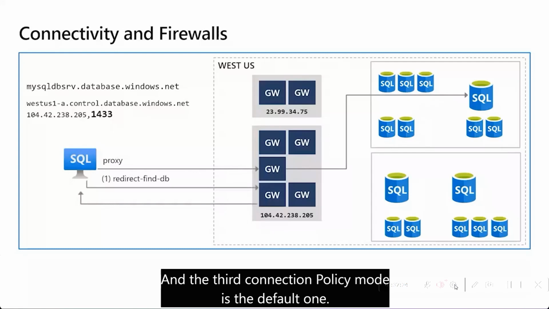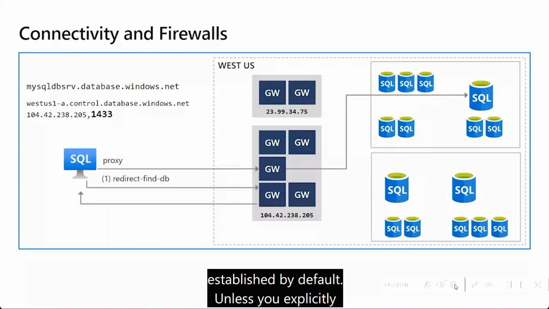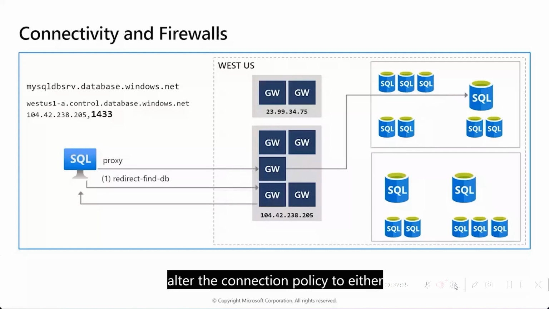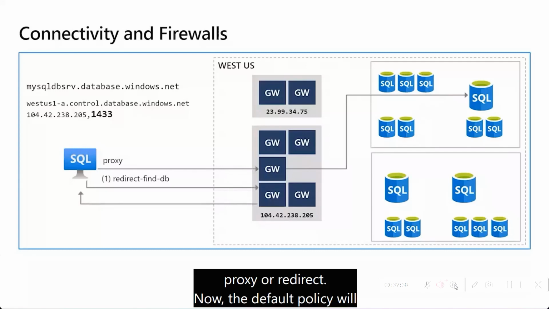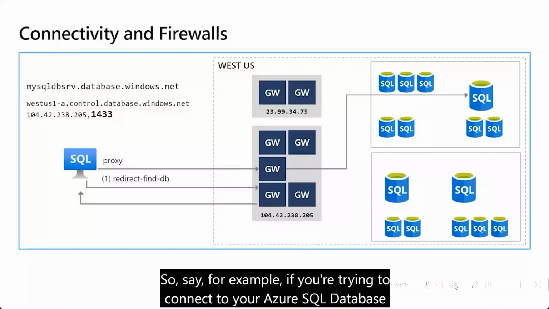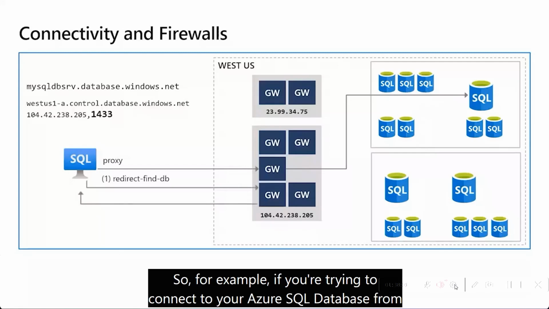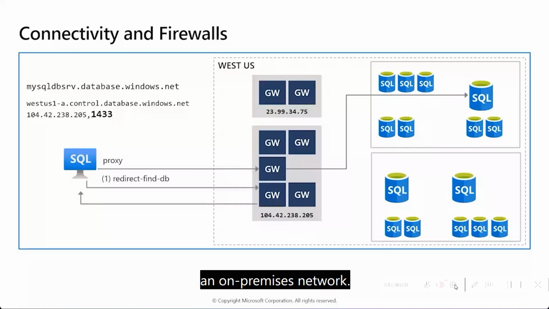And the third connection policy mode is the default one. So this is the connection policy that's established by default unless you explicitly alter the connection policy to either proxy or redirect. Now, the default policy will redirect for all client connections originating inside of Azure. So say, for example, if you're trying to connect to your Azure SQL database from an Azure virtual machine, and it will proxy all client connections originating outside of the Azure network. So for example, if you're trying to connect to your Azure SQL database from an on-premises network.